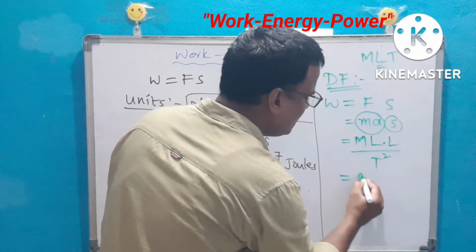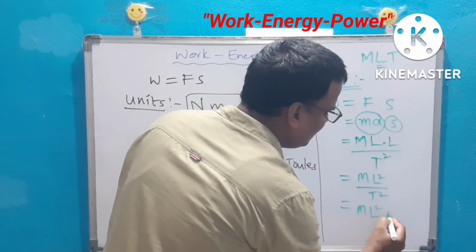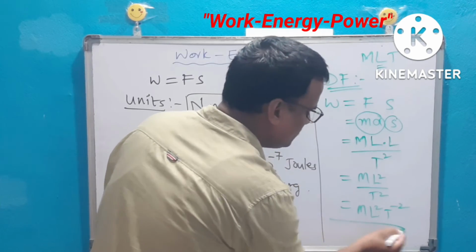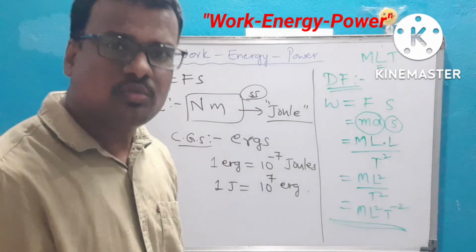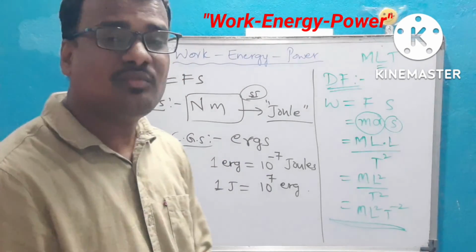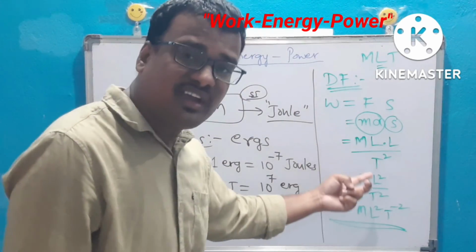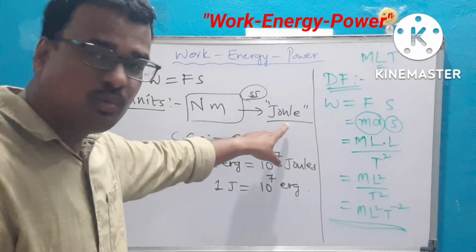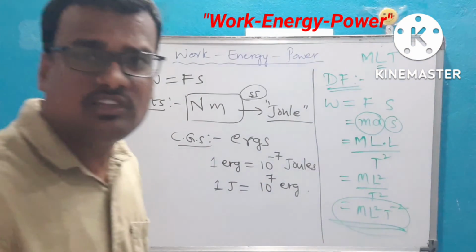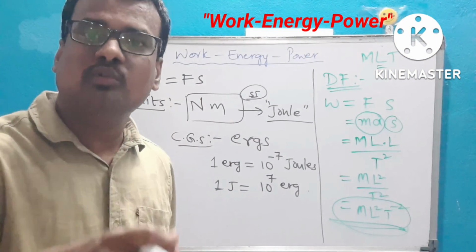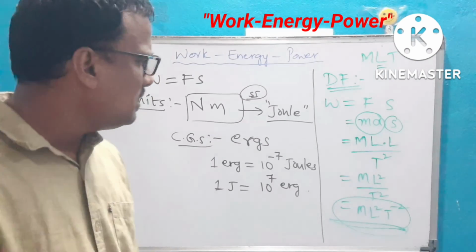So that means M L square by T square. That means M L square T minus 2 is the dimensional formula for work done. So you can observe how we can derive the units and how we can derive the dimensional formula. The units and dimensional formula both are derived from the equation or definition, right? So you can observe that.